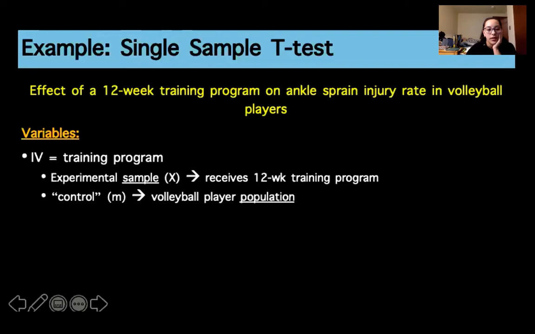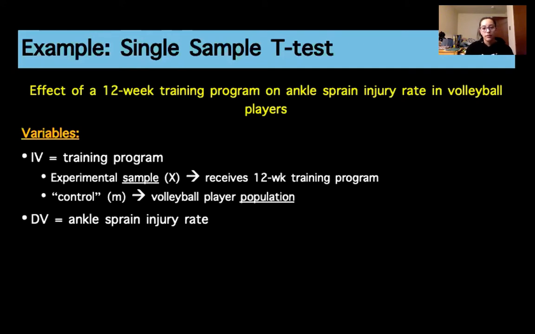Okay, so our experimental sample, we say, let's take a bunch of volleyball players. We know the national ankle sprain injury rate for some reason. We know that information, right? And so that would be like our control group, is what is the national average? And then we take a sample of volleyball players, give them this 12-week training program, measure their ankle sprain injury rate at the end of the program, and then compare the mean of the sample to what the known control is, or what the known injury rate is. So that would be our dependent variable, which is what we're actually measuring.